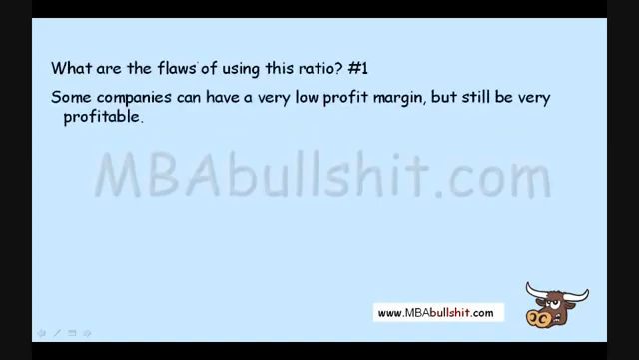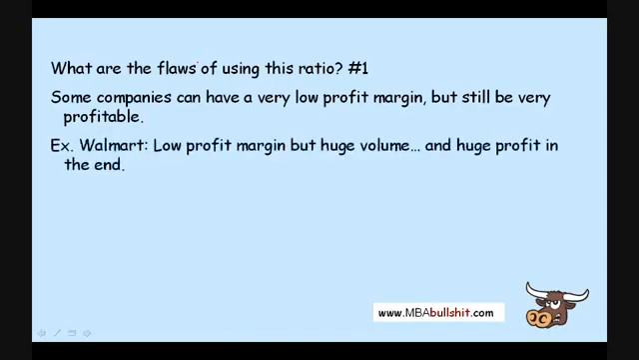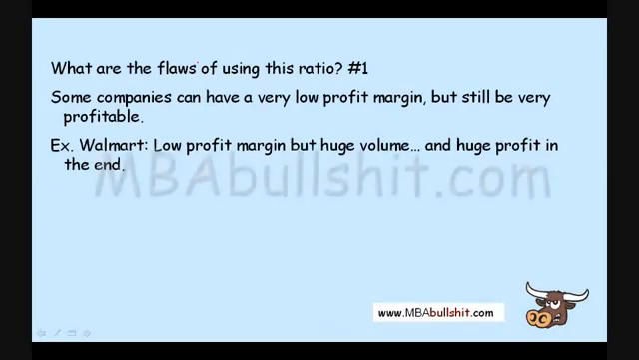However, there are some flaws in using this ratio. Some companies can have a very low profit margin but still be very profitable. For example, Walmart. Why is Walmart so successful? Well, there are many reasons, but I guess the main reason is that it's very cheap. The stuff you can buy there is very cheap. And one of the reasons why it's very cheap is because Walmart has a low profit margin. They don't add much profit between the cost of the stuff they're selling and the actual sales.